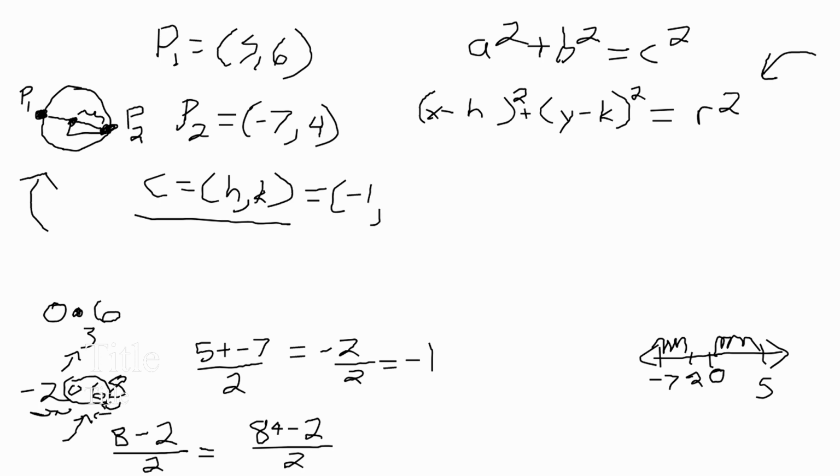What's the halfway number between 4 and 6? 5. Doesn't that make sense? And it happens from what? 4 plus 6 divided by 2 gets you 5. Okay, so you get your center, no problem.